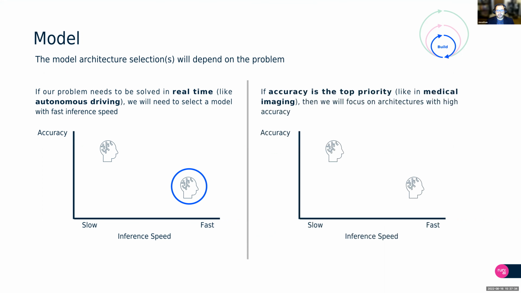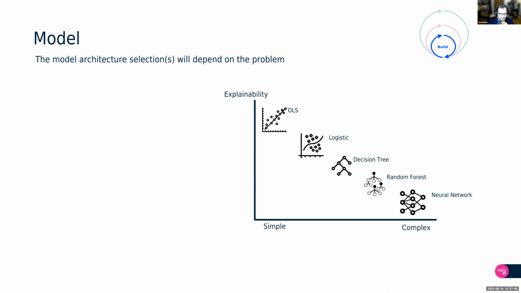Whereas if we're doing something like medical imaging, where we're not getting hundreds of images per minute, and where accuracy really is critical, we're not going to care about inference speed, and we're just going to pick the most accurate model possible. In terms of complexity and explainability, the less complex a model is, the easier it is to explain how some input variable affects the model prediction.